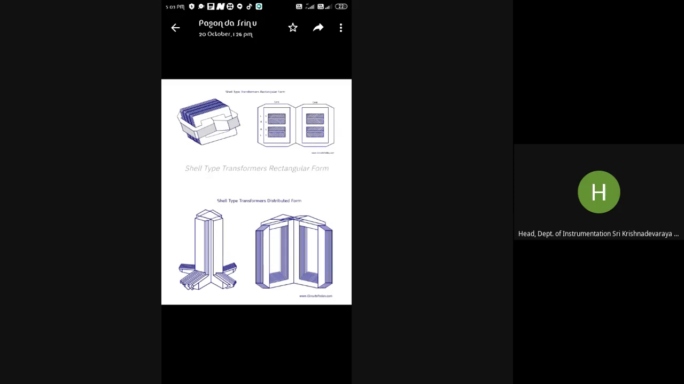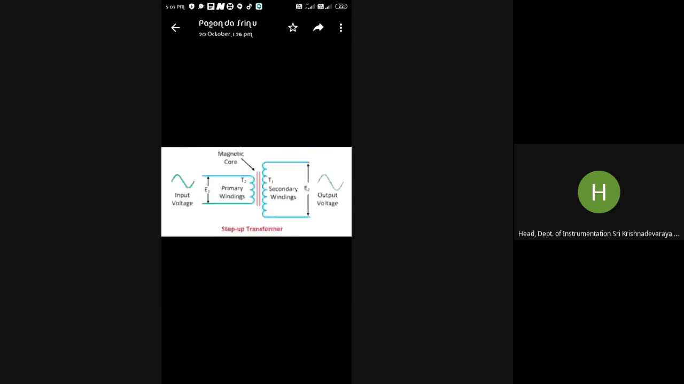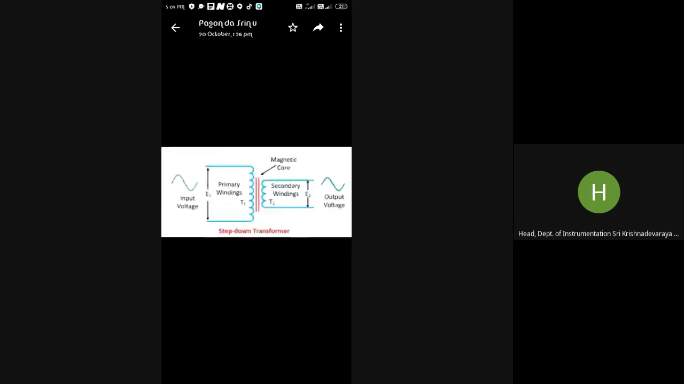And another one is the step-up transformer. A transformer in which the output voltage is greater than its input voltage is called a step-up transformer. The step-up transformer decreases the output current to keep the input and output power of the system equal. Consider the figure of a step-up transformer. E1 and E2 are the voltages, and T1 and T2 are the number of turns in the primary and secondary windings.